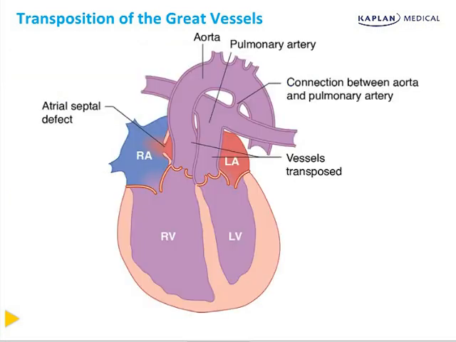Here's a diagram of how transposition of the great vessels plays out. So we start with deoxygenated blood in the right atrium. Like normal, it goes to the right ventricle, and then it inappropriately goes through the aorta and into the systemic circulation, not giving any oxygen to any organs that need it, only to arrive back in the right atrium still deoxygenated. The same thing happens on the other side.